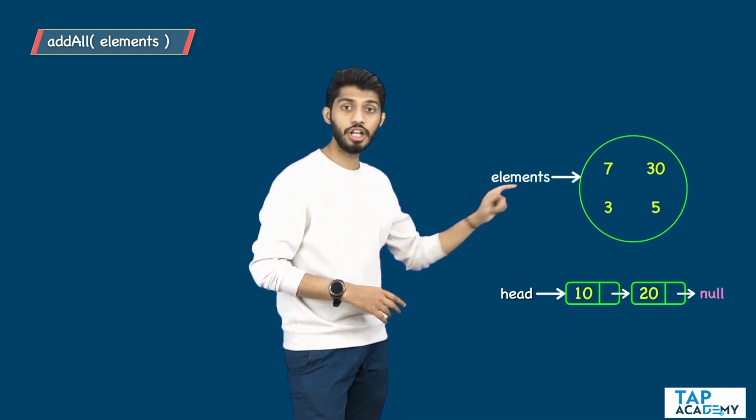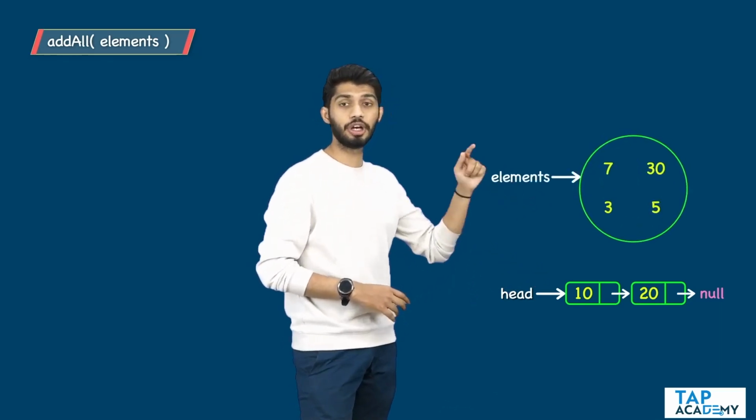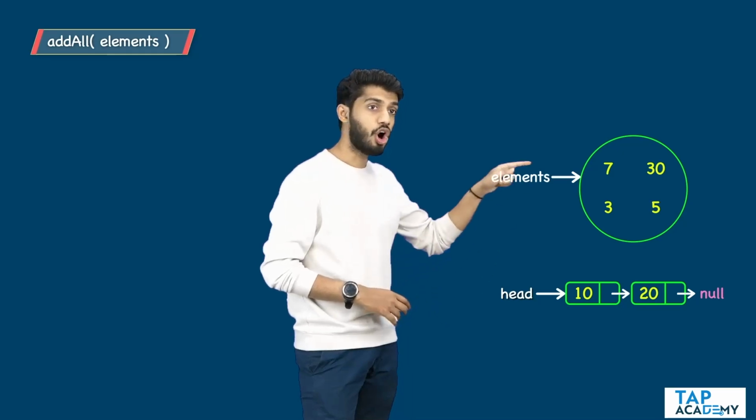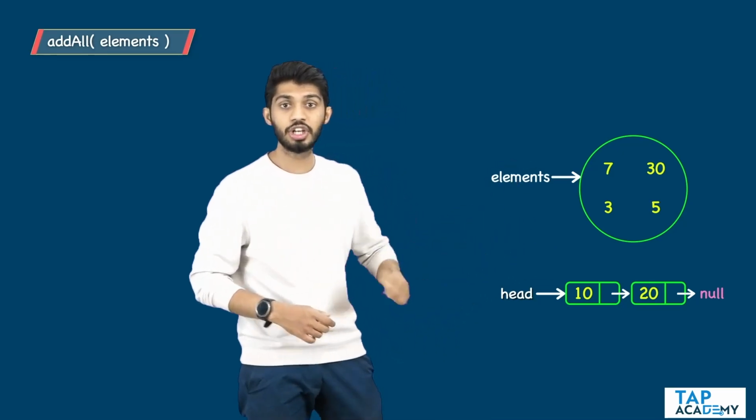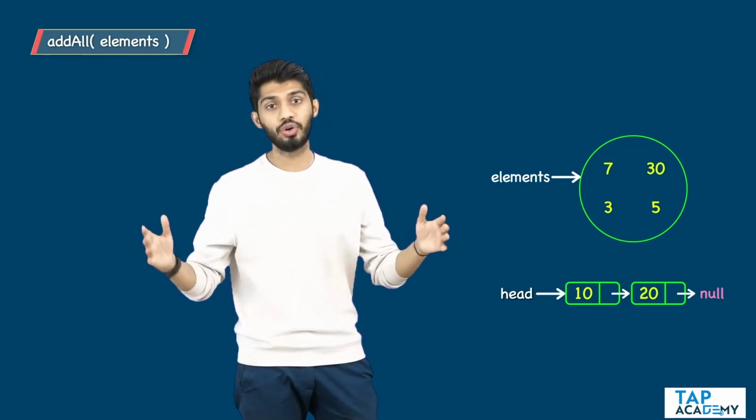So assume that I have a linked list like this, and I have elements like this. Now all that I need to do is call that particular method. So once I call the method, all the elements present over here should be added to that particular linked list one by one. Now how to do this method?